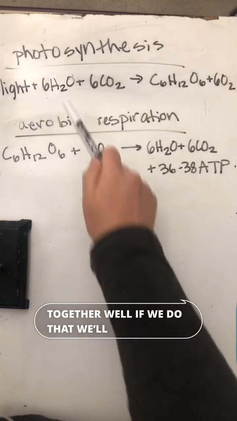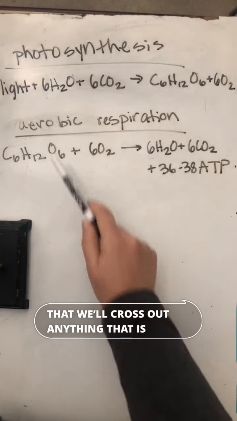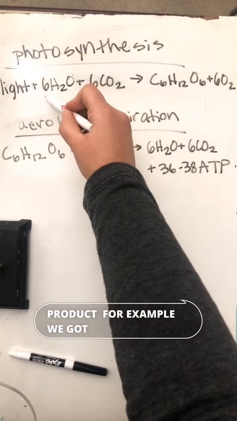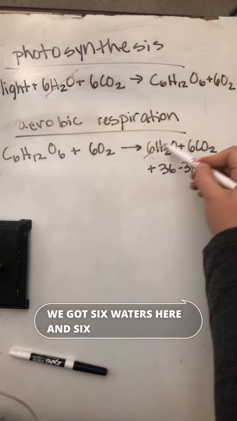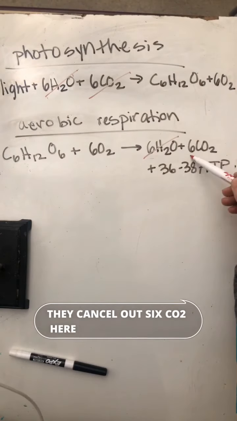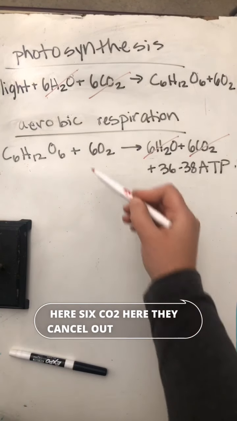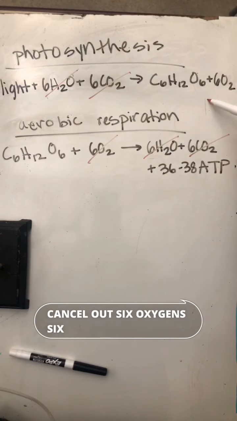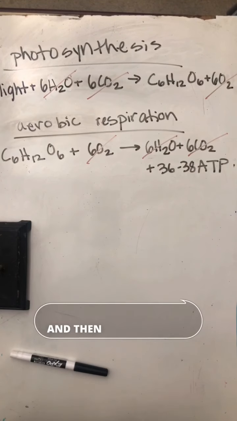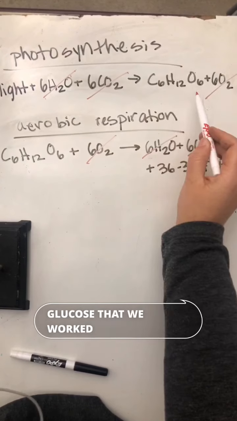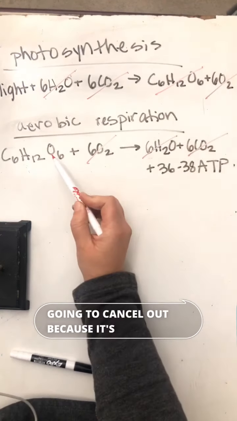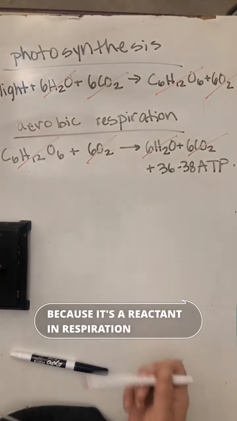Well, if we do that, we'll cross out anything that is both a reactant and a product. So for example, we've got 6 waters here and 6 waters here, so they'd cancel out. 6 CO2 here, 6 here, they cancel out. 6 oxygens, they cancel out. And then yes, even this glucose that we worked so hard to make in photosynthesis is going to cancel out because it's a reactant in respiration.